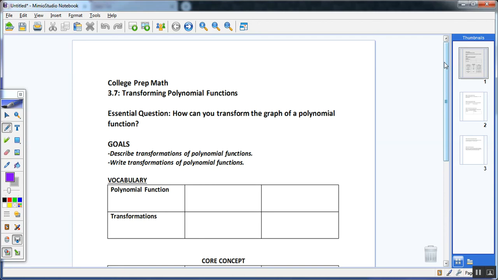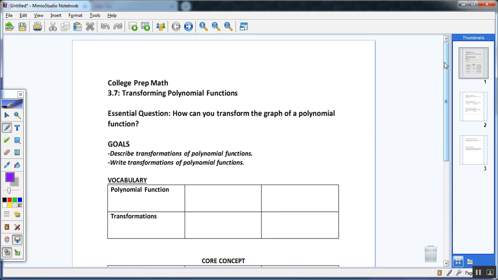Yeah? Okay. All right, so guys, today we're going to kind of look at the same things as they relate to polynomial functions. And I got to be honest with you, a lot of the rules that we've looked at in the past are very similar, if not the same, for transforming polynomial functions.